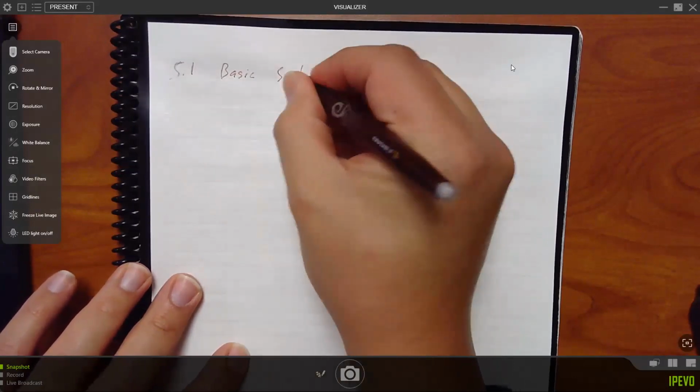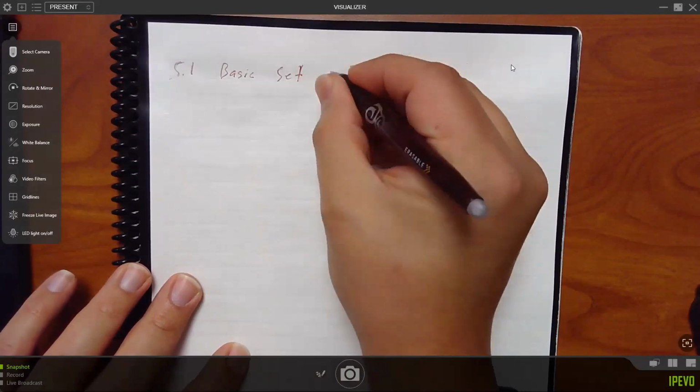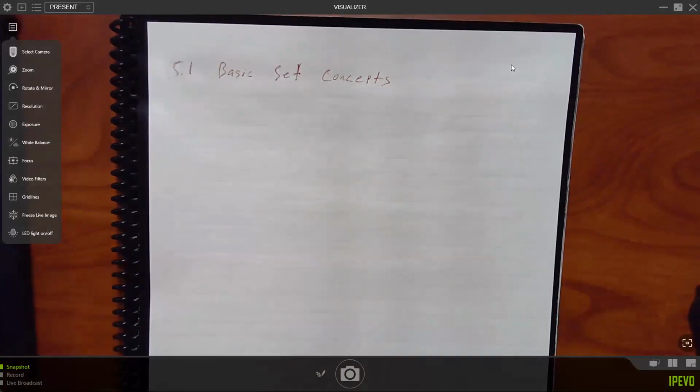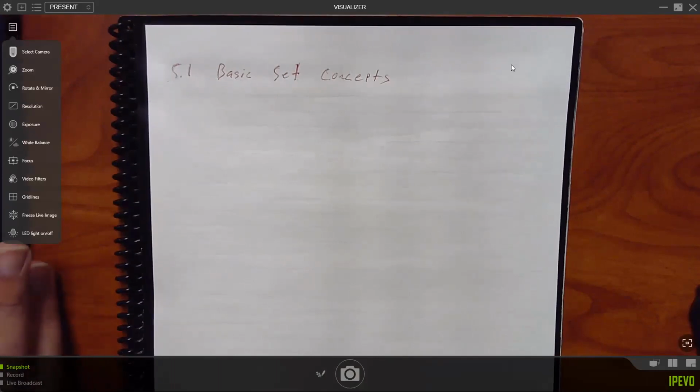Basic set concepts. Do you guys remember sets at all? Yeah, a set can be anything. It can be a set of any object or people, or a set of different types of chairs, or a set of different types of numbers. So long as it contains something, it can really be a set. You can also have a set that is empty.